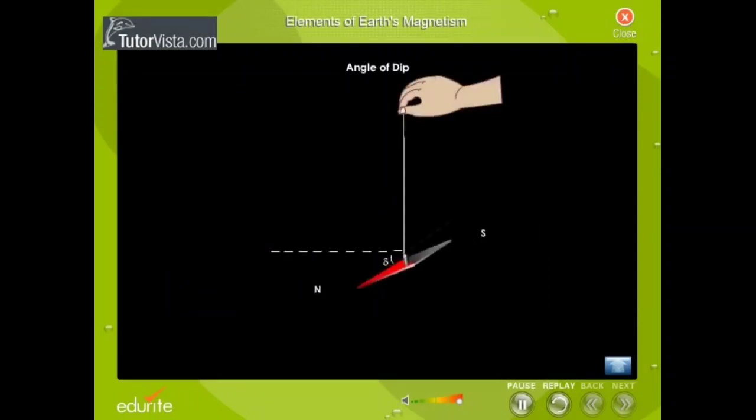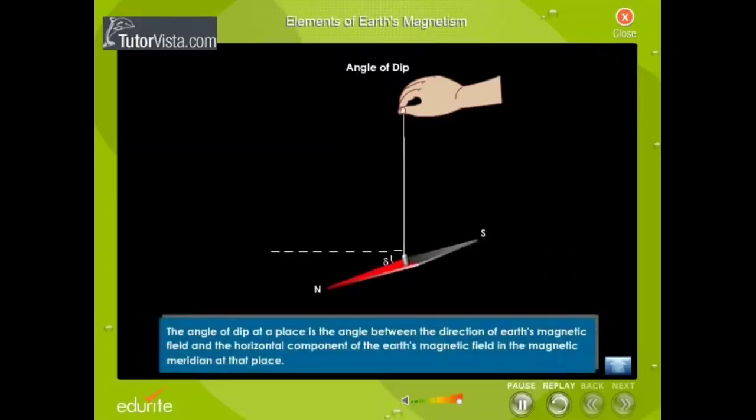The angle between the axis of the magnetic needle, which lies in the magnetic meridian, and the horizontal direction is called the angle of dip. The magnetic axis of the needle represents the direction of the Earth's magnetic field. Hence, we can define the angle of dip at a place as the angle between the direction of Earth's magnetic field and the horizontal component of the Earth's magnetic field in the magnetic meridian at that place.